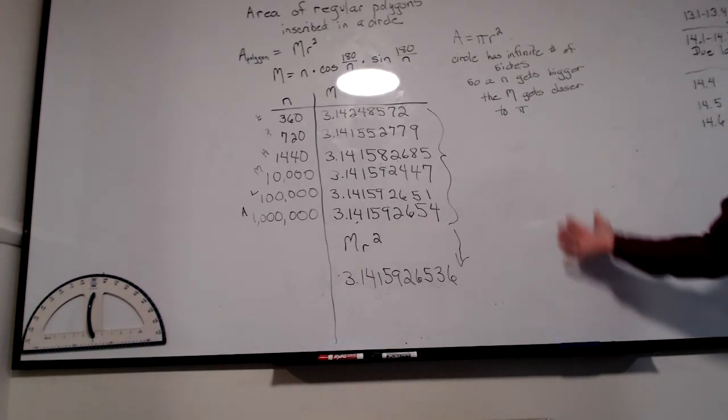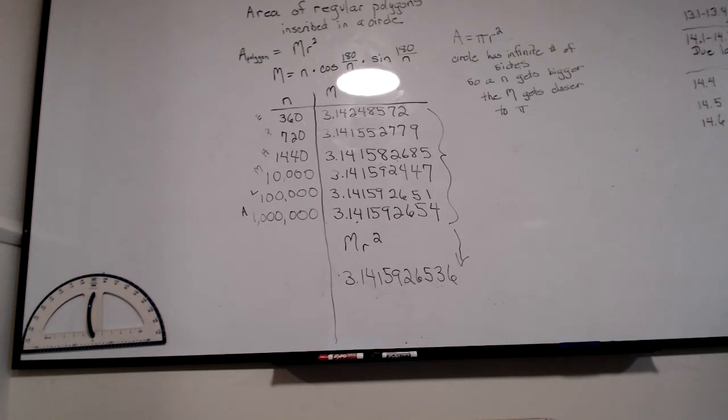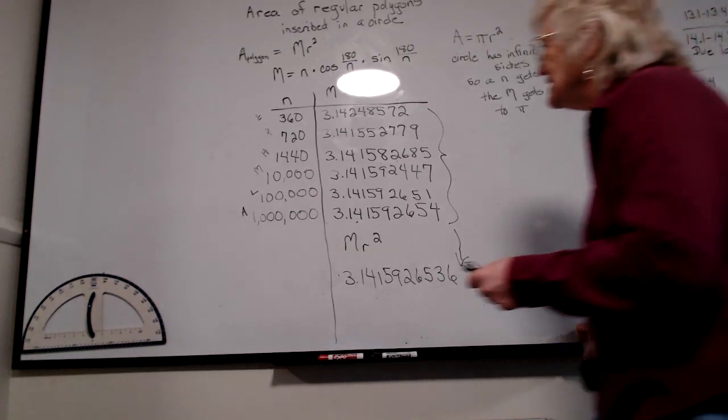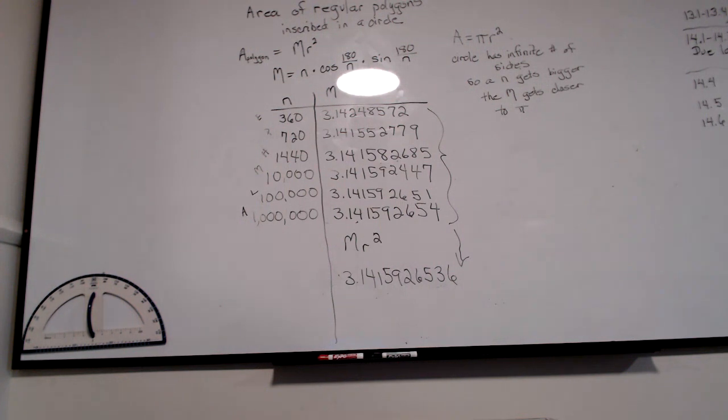So basically that's everything about 14.5. It's just showing you what the area of a circle is, and how it came from the area of a regular polygon formula. That's what that whole thing is about. So let's go to 14.6. Does everybody have this down? I'm going to make sure everybody has it down before we go on.